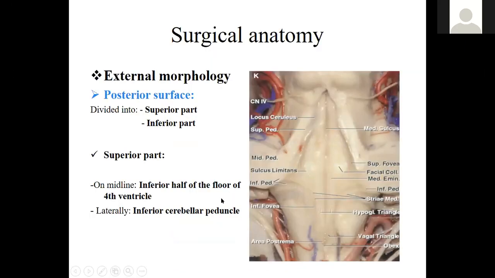On the posterior surface, we divide the anatomy of the medulla oblongata into two parts: the superior part and the inferior part. The superior part on the midline is represented by the inferior half of the floor of the fourth ventricle, and laterally the inferior cerebellar peduncles on both sides.